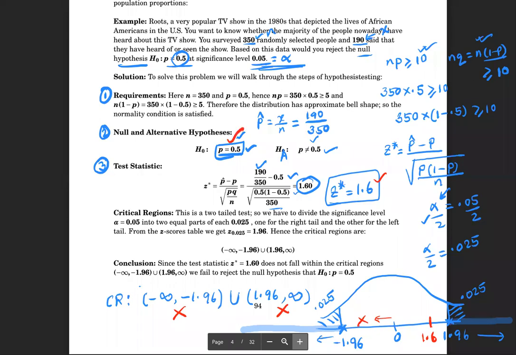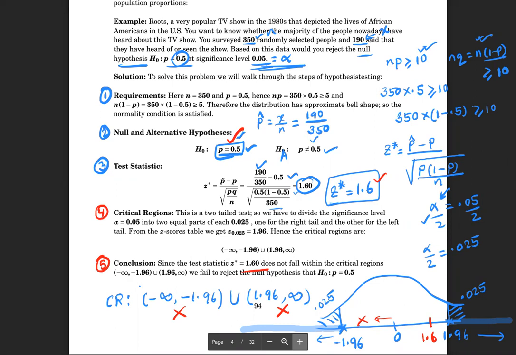So your conclusion, okay, so this was step 4. Step number 5, which is the conclusion. Your test statistic does not fall in either of these critical regions. Therefore, you do not reject the null hypothesis. The only time you will be rejecting the null hypothesis is when your test statistic falls in the critical region. Okay? If your test statistic falls in the critical region, that's when you're going to be rejecting the null hypothesis.